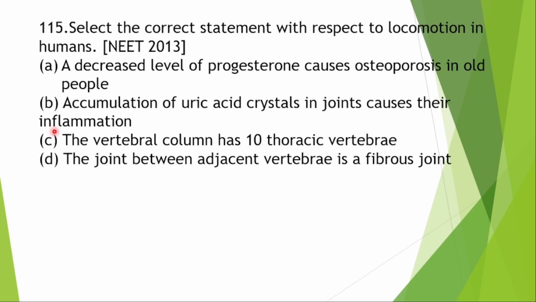Next 115. Select the correct statement with respect to the locomotion in the humans. A. A decreased level of progesterone causes osteoporosis in old people. B. Accumulation of uric acid crystals in joints causes their inflammation. C. The vertebral column has 10 thoracic vertebrae. D. The joint between the adjacent vertebrae is a fibrous joint. So here the correct statement is statement B.